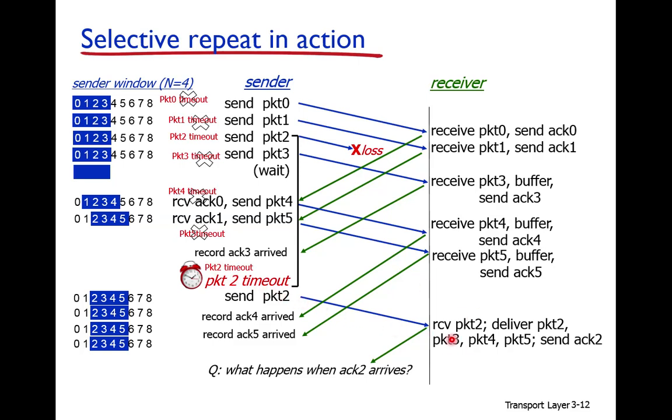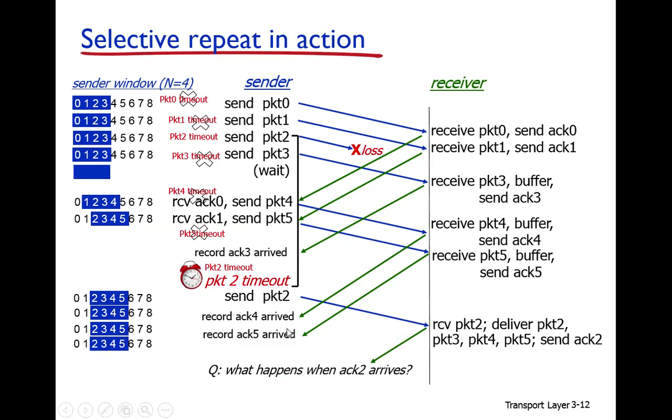When packet number 2 is received, it will be stored here. Packets 3, 4, 5 are already received, but they are not delivered to the application. Why? Because they were out of order. And when packet number 2 is received, packets 2, 3, 4, 5 become in order. So all these 4 packets will be given to the application, and acknowledgement will be sent for 2. Why? Because packet number 2 is received correctly, so acknowledgement number 2 will arrive.